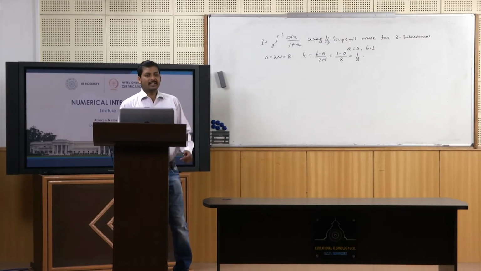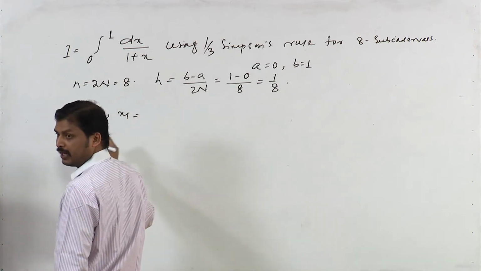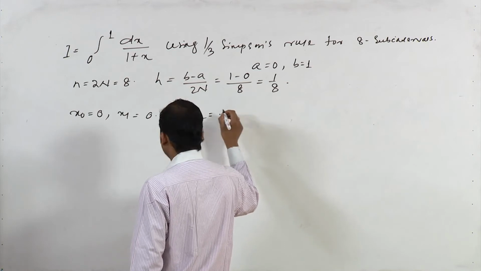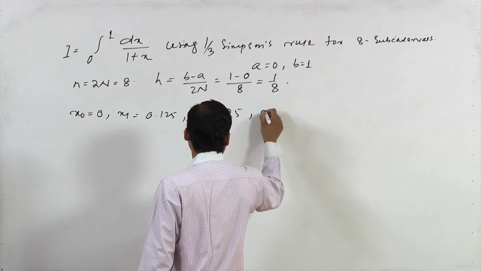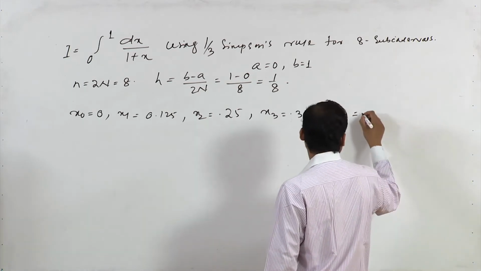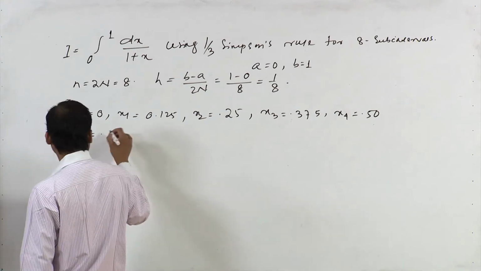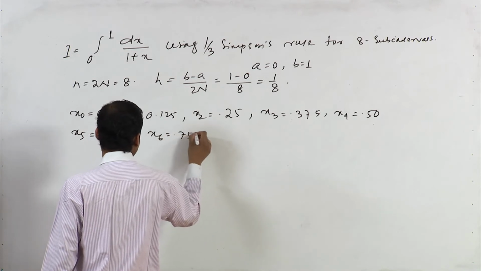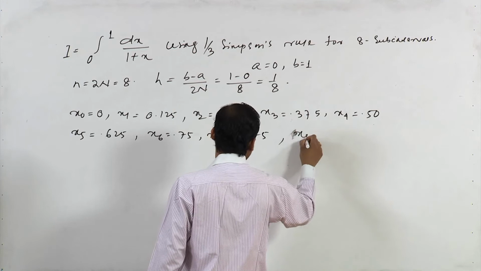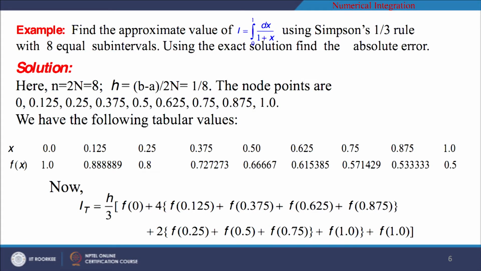And the nodal points can be written as x0 equals 0, x1 equals 1 by 8, which means 0.125, x2 equals 0.25, x3 equals 0.375, x4 equals 0.5, x5 equals 0.625, x6 equals 0.75, x7 equals 0.875, x8 equals 1.0.